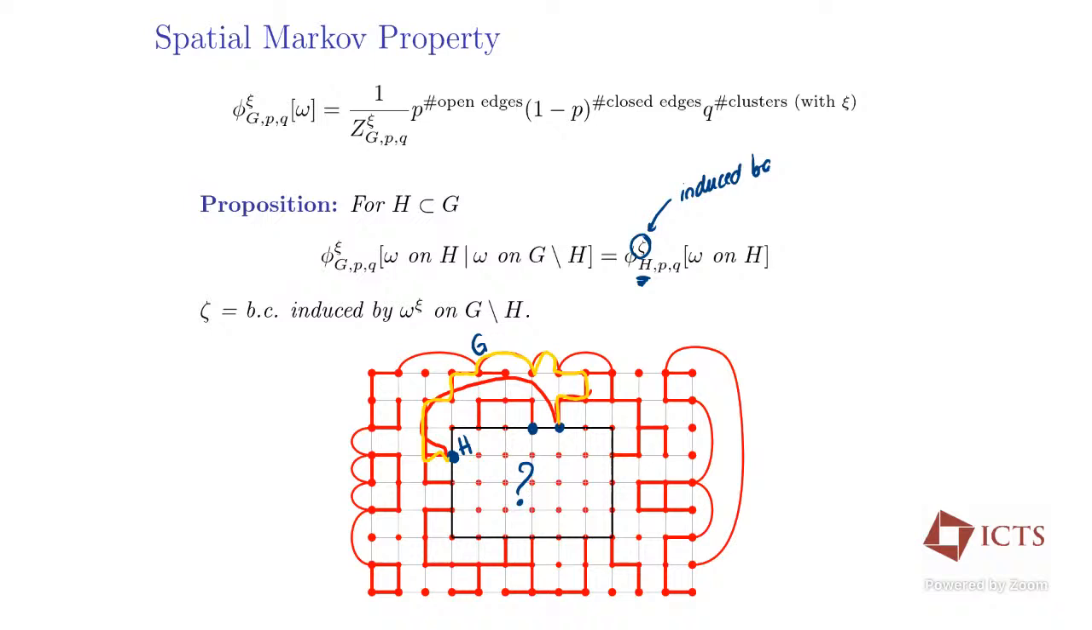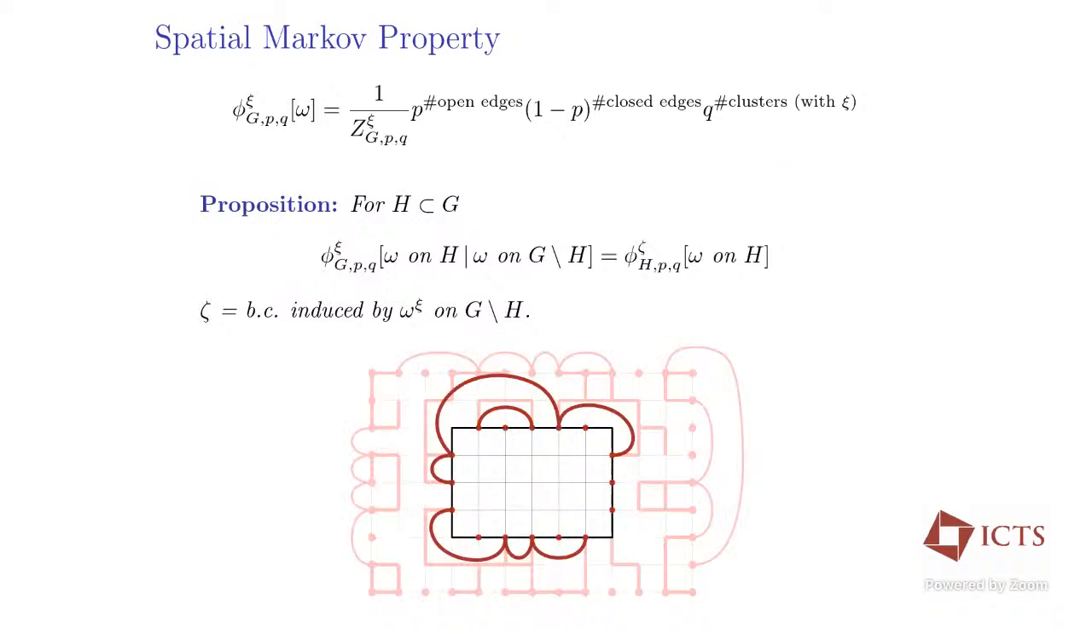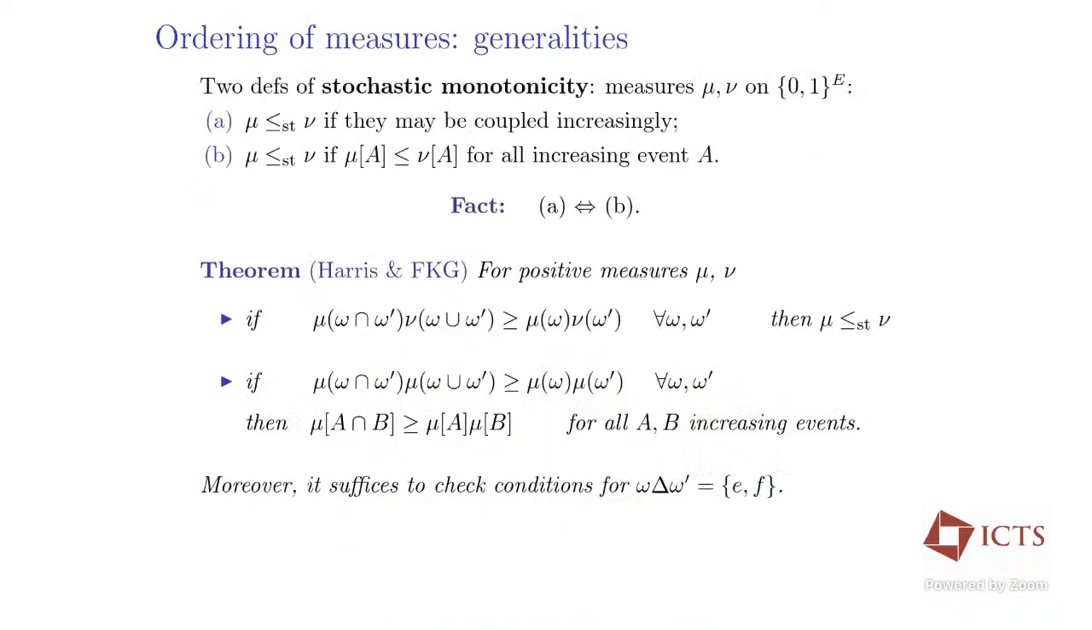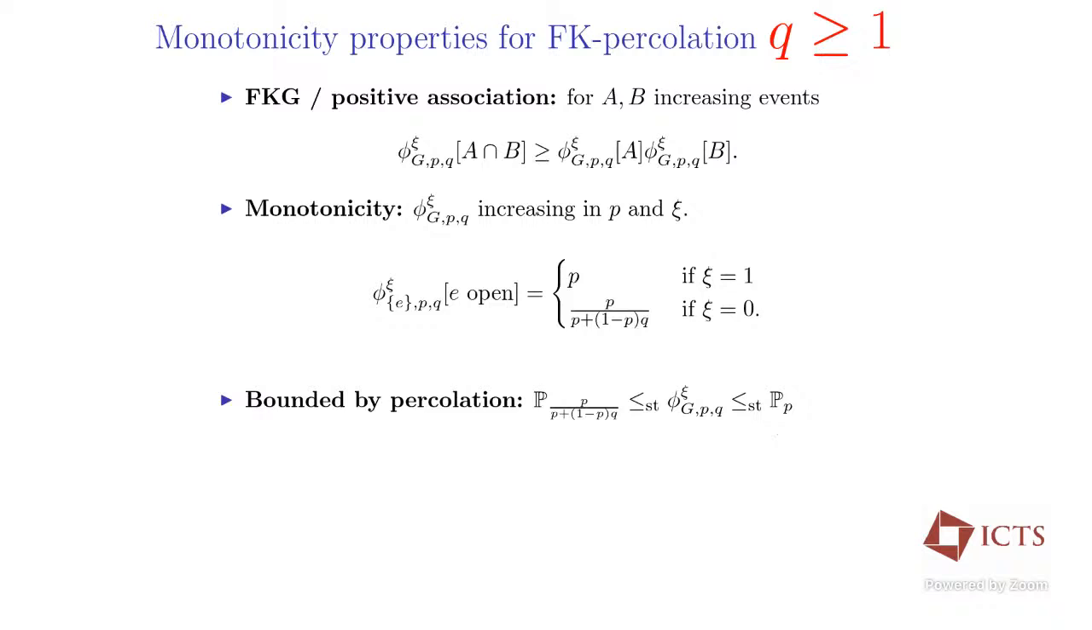There are certain boundary conditions that are particularly interesting, which are what's called wired boundary conditions and free boundary conditions. Wired is everybody is connected together outside, and free is nobody's connected outside together. Okay, these are somehow extremal, and I'll explain why. And we call them 0 or 1.